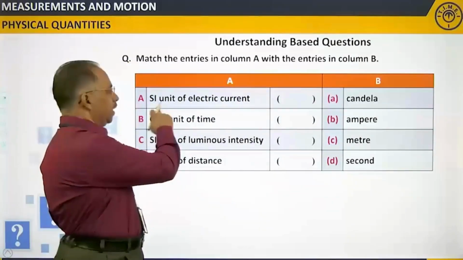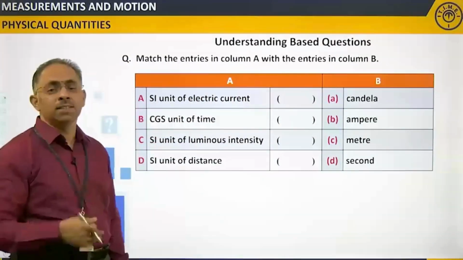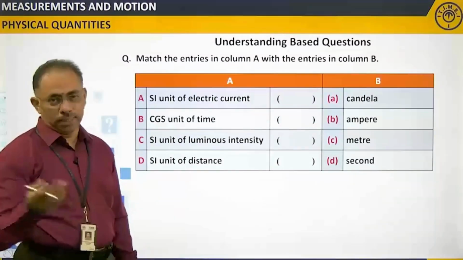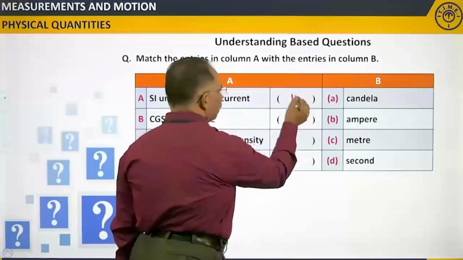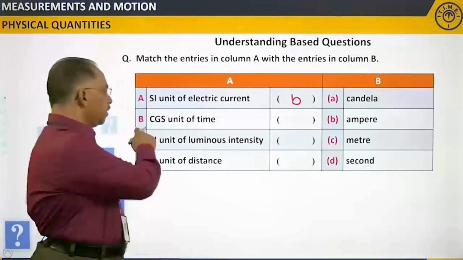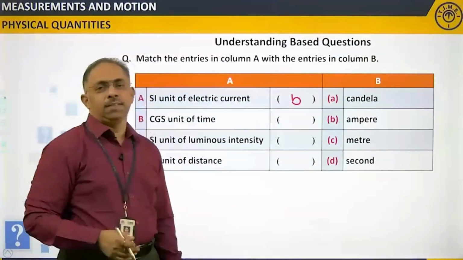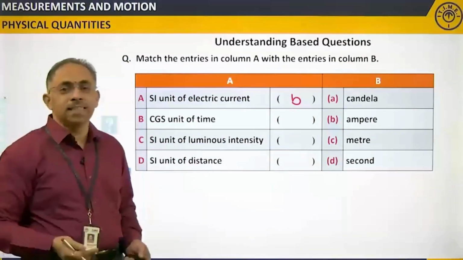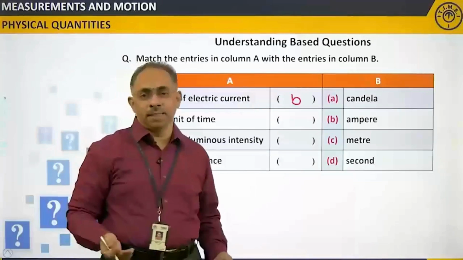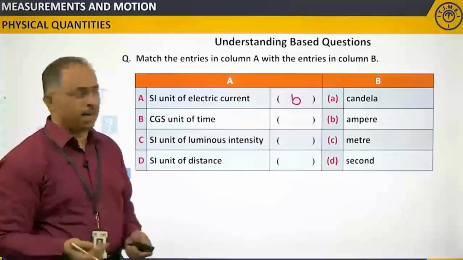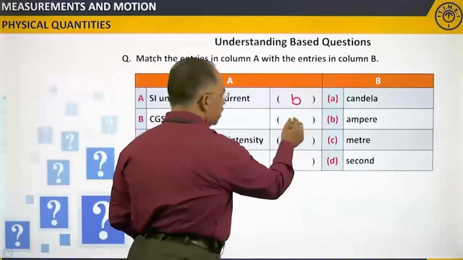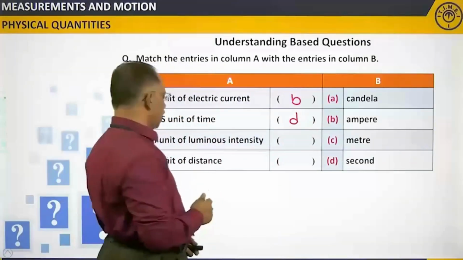First one, SI unit of electric current. What is the SI unit of electric current? Yes, it's ampere. So, where is ampere? So, it should be B over here. Next, CGS unit of time. Unit of time, CGS or SI unit or FPS system, whatever the system you take, it is the same thing. What is it? Second, right? So, where is it? Here. So, it is D. Clear?